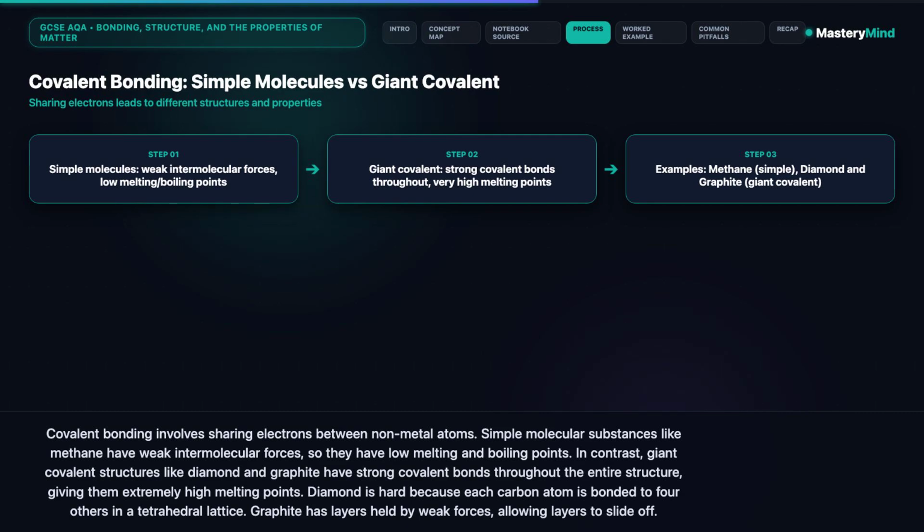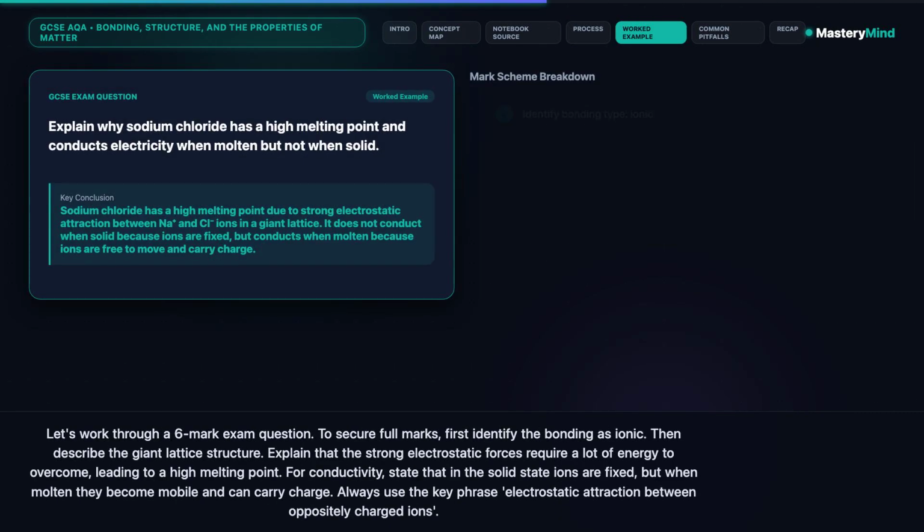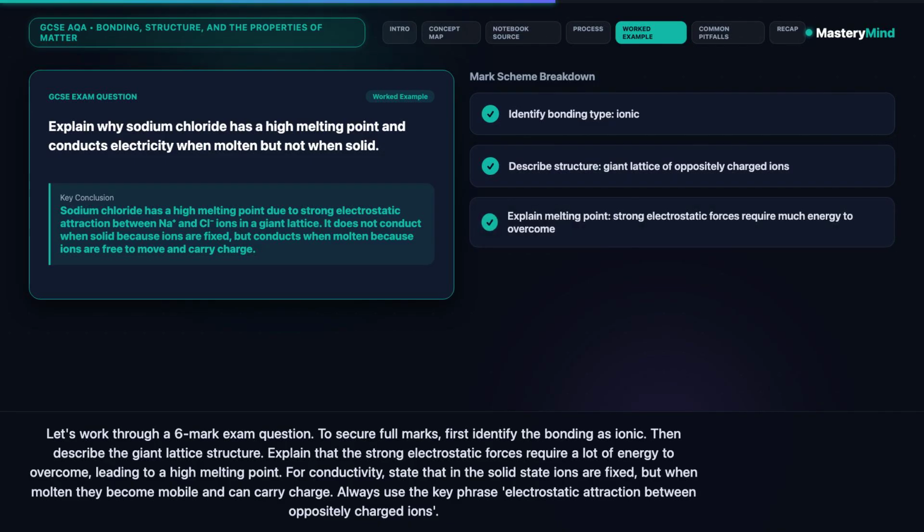Let's work through a 6-mark exam question. To secure full marks, first identify the bonding as ionic. Then describe the giant lattice structure. Explain that the strong electrostatic forces require a lot of energy to overcome, leading to a high melting point. For conductivity, state that in the solid state ions are fixed, but when molten they become mobile and can carry charge. Always use the key phrase electrostatic attraction between oppositely charged ions.